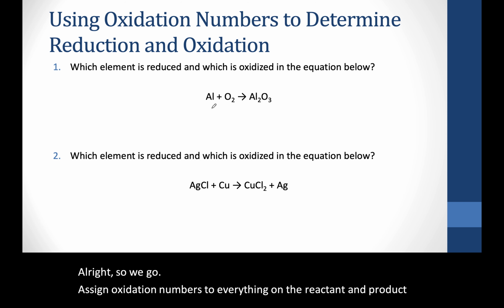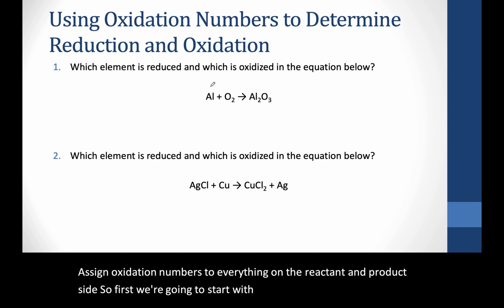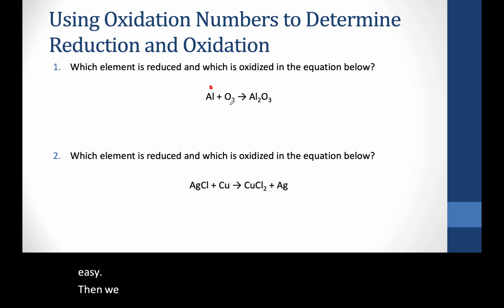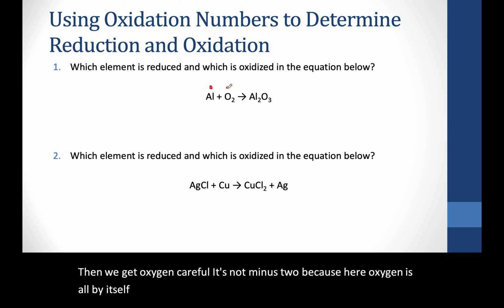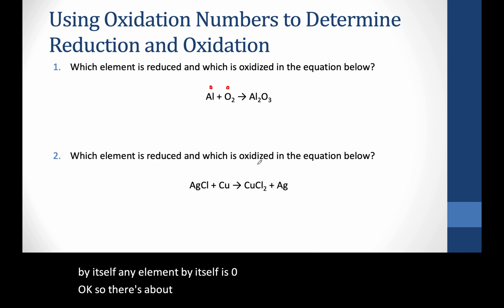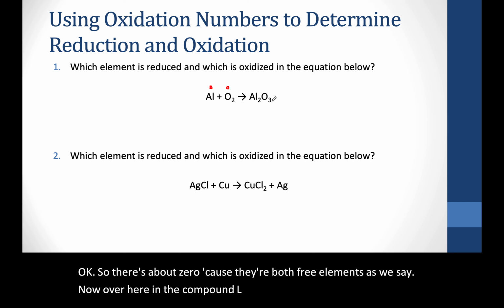So first we're going to start with aluminum all by itself. That's a 0, easy. Then we get oxygen. Careful, it's not -2 because here oxygen is all by itself. Any element by itself is 0. So those are both 0 because they're both free elements, as we say. Now over here in the compound Al2O3, yeah, oxygen is a -2.